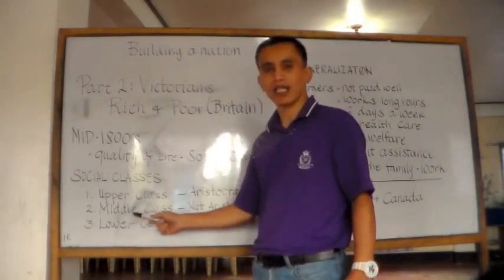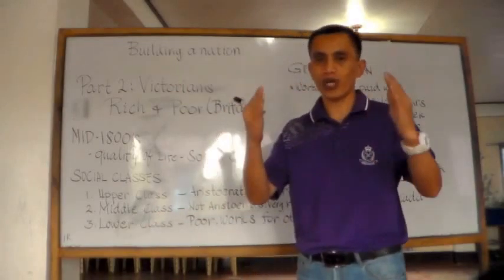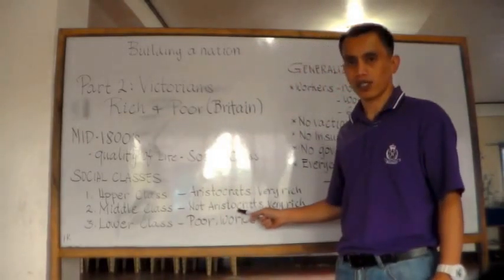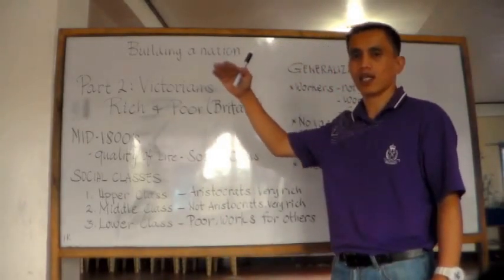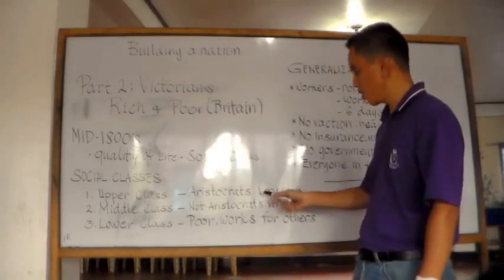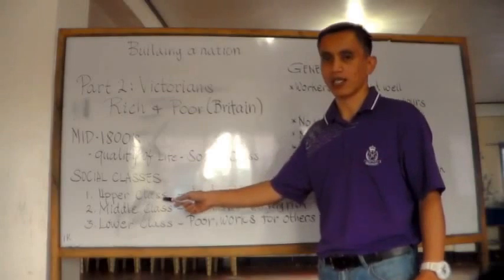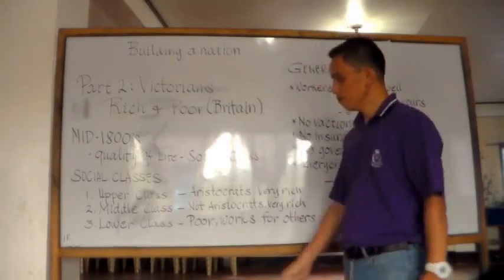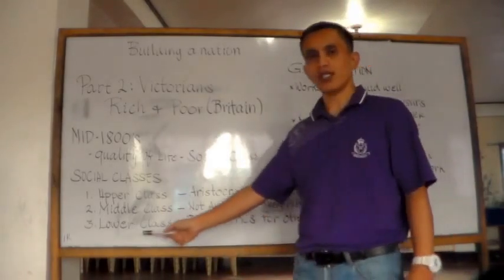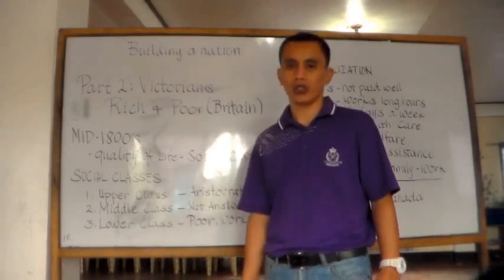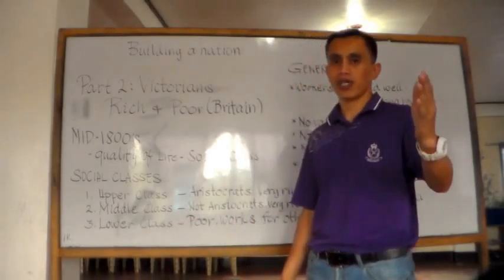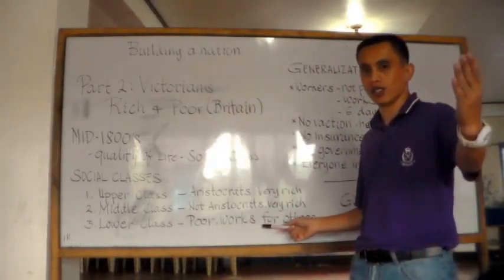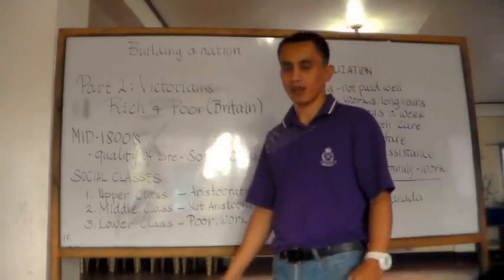Next is the middle class. The middle class are also very rich. They have a lot of servants. However, they are not aristocrats. They do not belong to the ruling class. They do not rule. They are ruled by the aristocrats, the upper class. Although they have much money, they are not rulers. The third is the lower class: the poor in society, the workers. These are the poor people who work for others so that they will have some money.